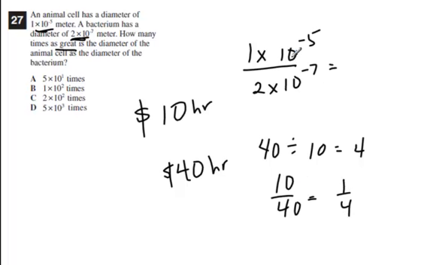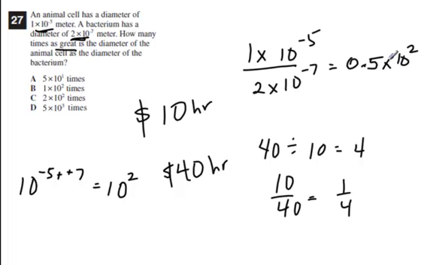So here we have scientific notation that we need to divide. Numbers with numbers, powers with powers. So 1 divided by 2 is obviously 0.5. When I divide, I need to subtract the exponents. So that would be 10 to the negative 5 minus the negative 7. Do your same change opposite. So that's actually going to be 10 to the positive 2.